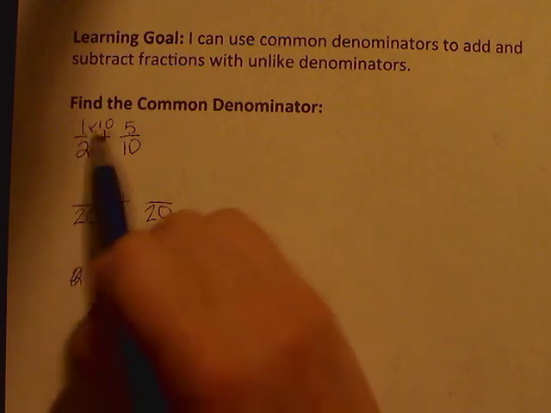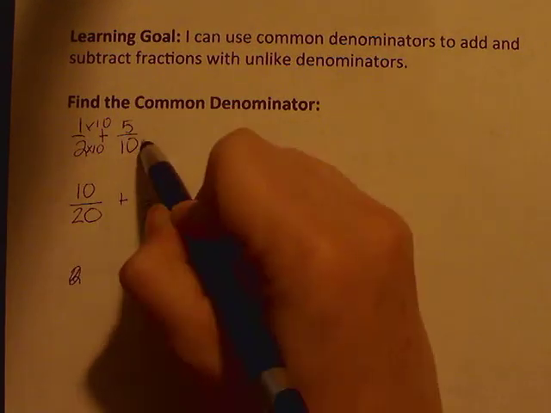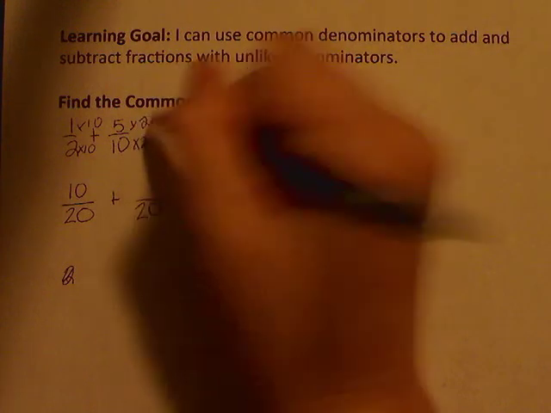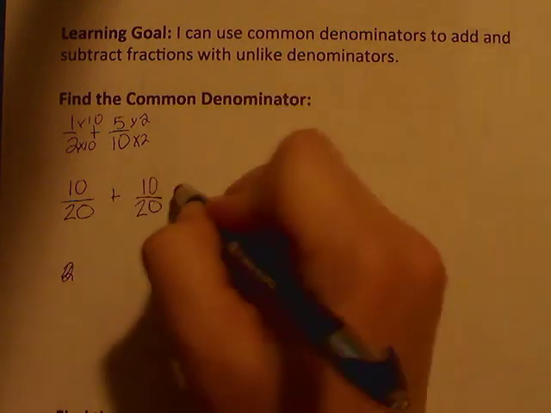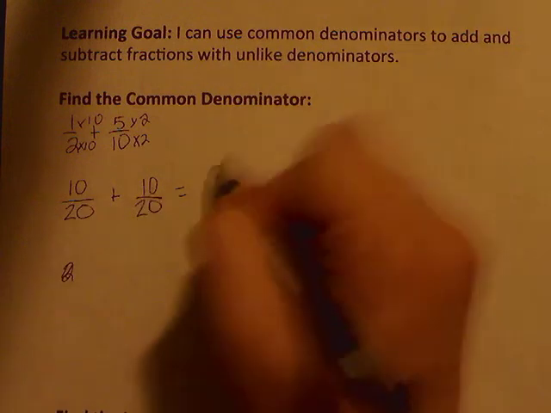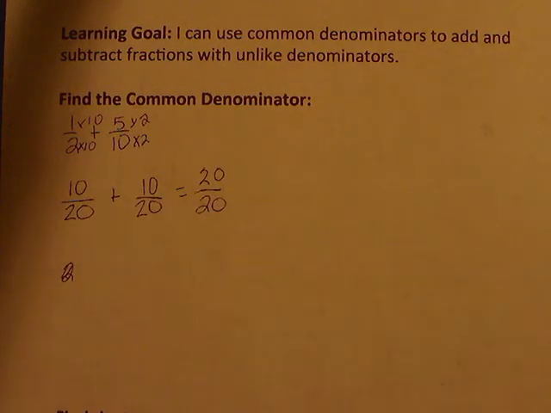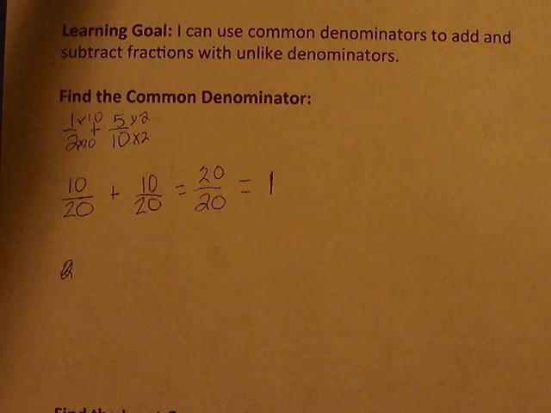So 1 times 10 equals 10. So 10 times 2 equals 20, so that means I need to multiply 5 times 2. Well, 5 times 2 equals 10. So if I were to add my two top numbers together, I have 20 over 20. Well, I know that in fractions, if it has the same number on top as it does on the bottom, it equals 1. So my answer to that problem is 1.